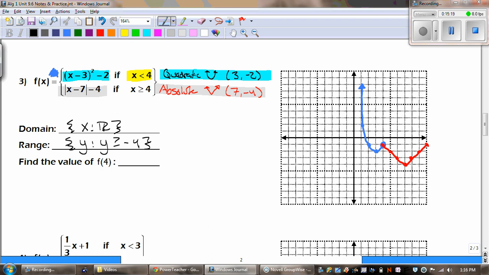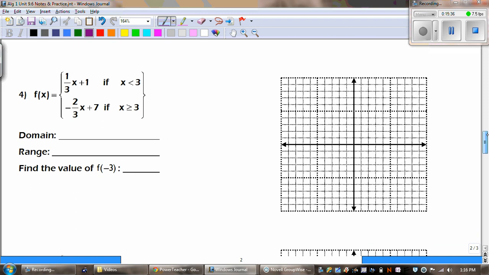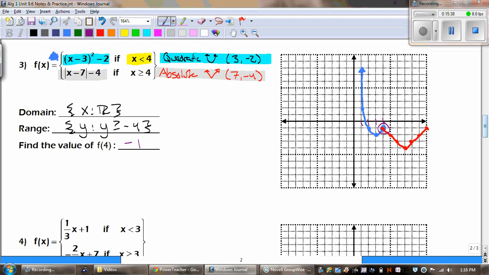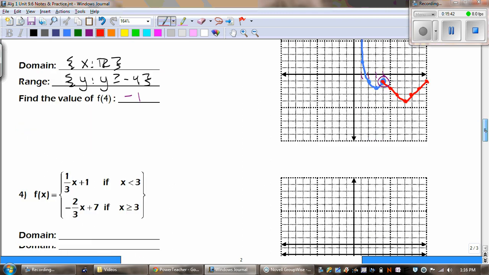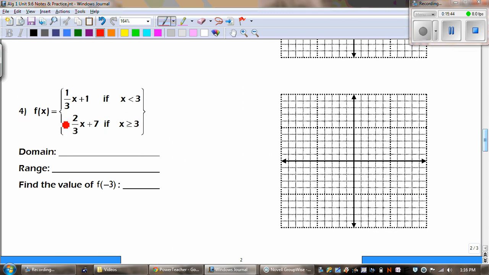Okay, so what's the value of f of 4? Well, 1, 2, 3, 4. What does it equal? It equals -1. Okay. Oop, I forgot to mark that that was our red graph. Okay, so this one's going to be my red graph.